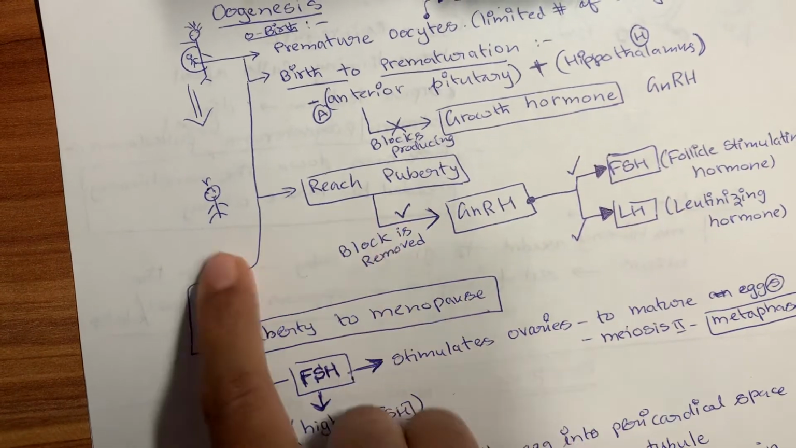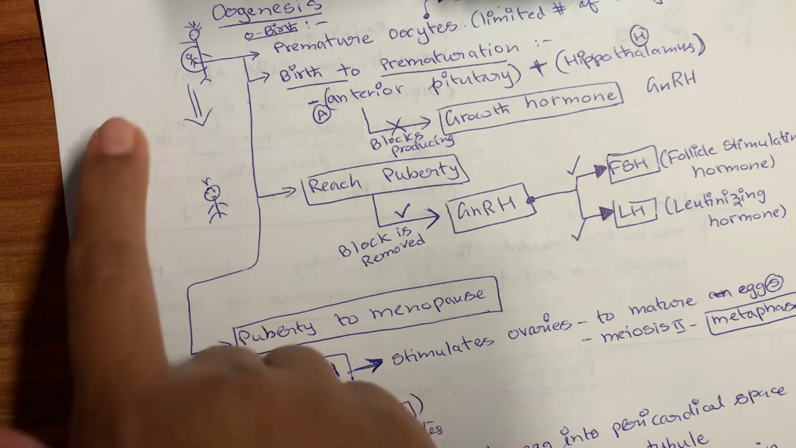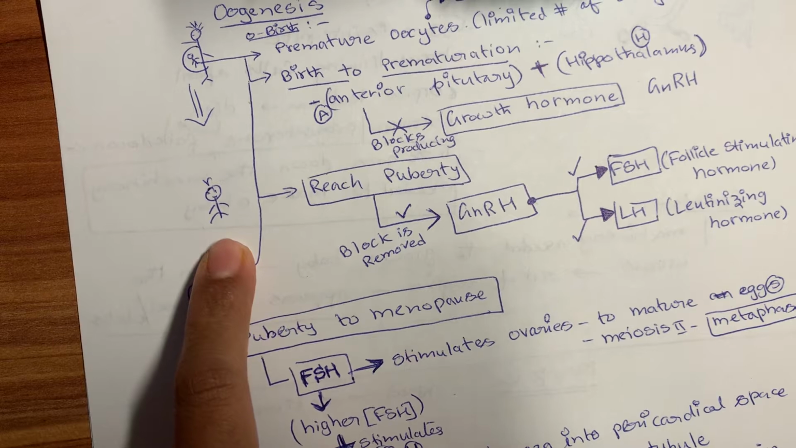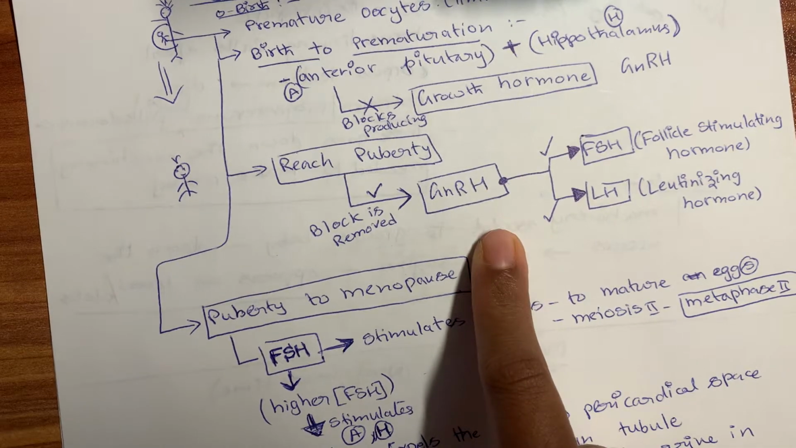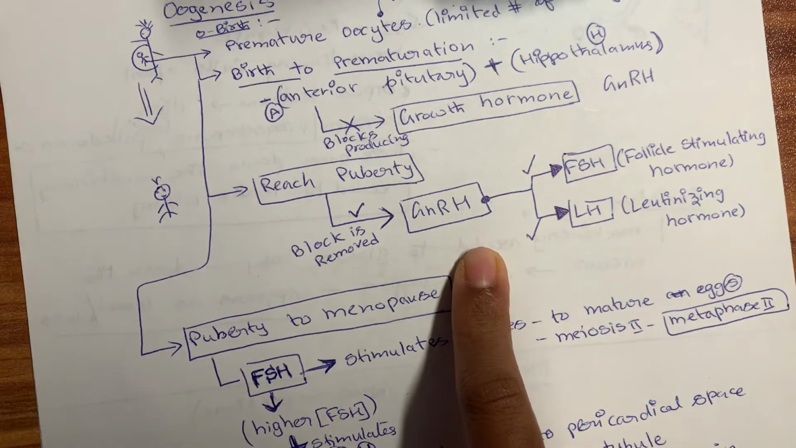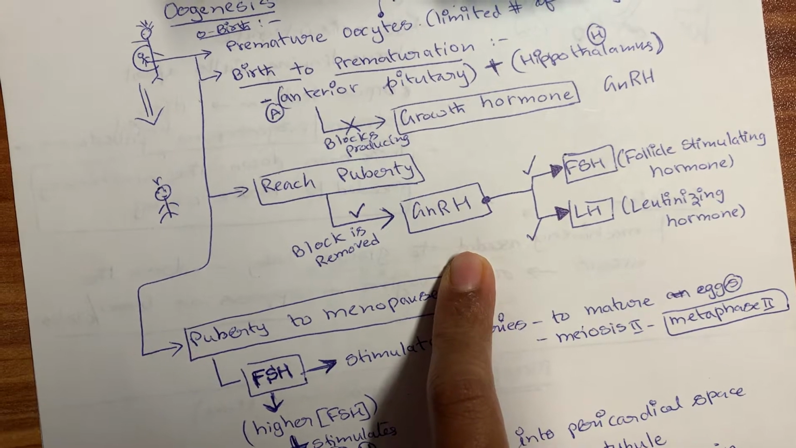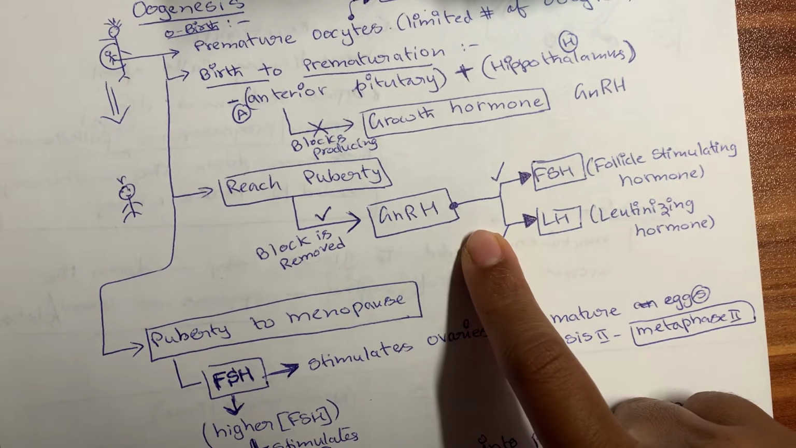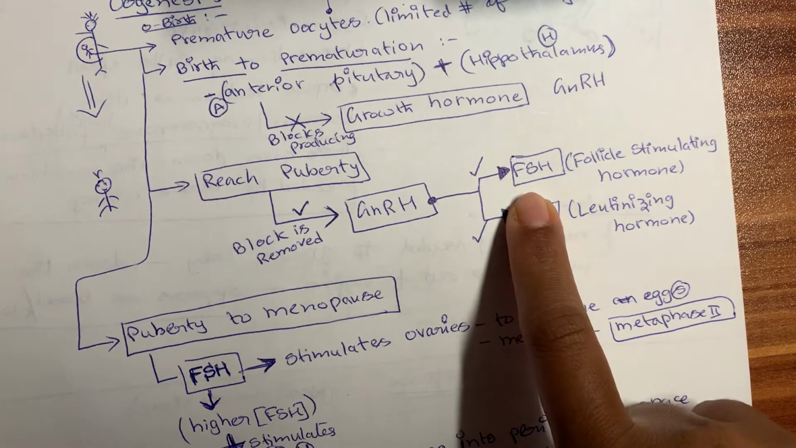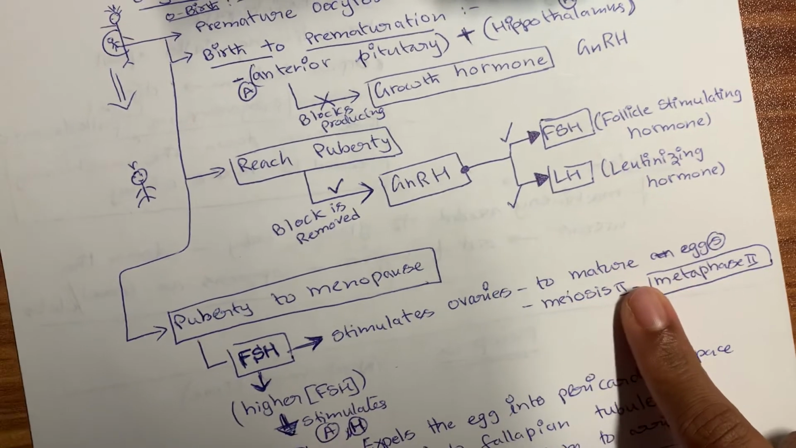So at the time of puberty, the baby, a female, has grown up. From birth to the puberty stage, now the block has been removed and this growth hormone is produced in the anterior pituitary and hypothalamus. Basically it activates the production of FSH, which is follicle stimulating hormone, and LH, luteinizing hormone.